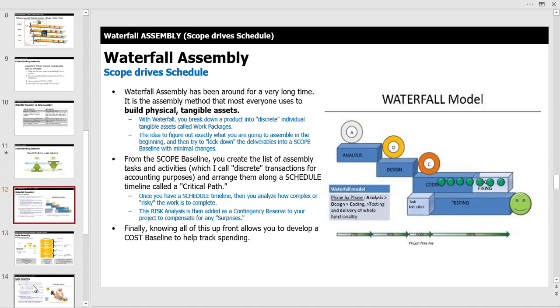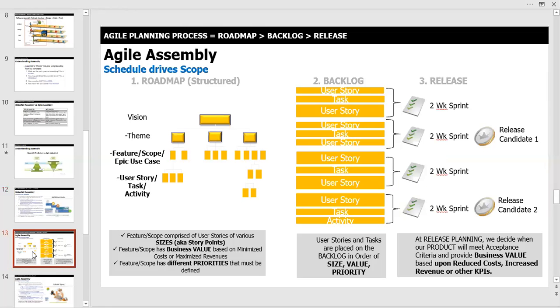But what you want to do is arrange them along a scheduled timeline called a critical path. Once you have a scheduled timeline, then you analyze how complex or risky the work is to complete. And this risk analysis is then added as a contingency reserve to your project to compensate for any surprises. Finally, knowing all this up front allows you to develop a cost baseline to help track spending. So that's pretty much traditional Waterfall. That's been around for a long time.